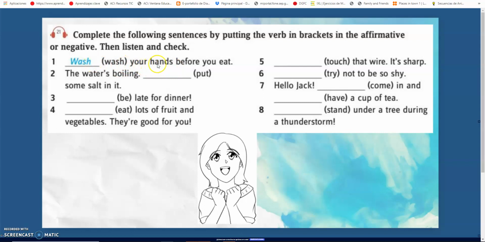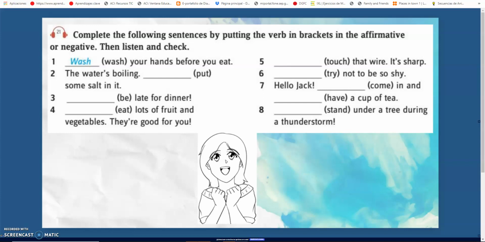Lava las manos o lava tus manos antes de comer. Obviamente tiene que ser en positivo, por eso es wash. No podríamos poner don't wash because it doesn't make sense, right? Number 2, the water is boiling. What's boiling? Boiling es el agua está hirviendo, boiling. The water is boiling. Some salt in it. Number 3, be late for dinner. Llega tarde a la cena. ¿Tendría uno que llegar tarde o no tendría uno que llegar tarde?